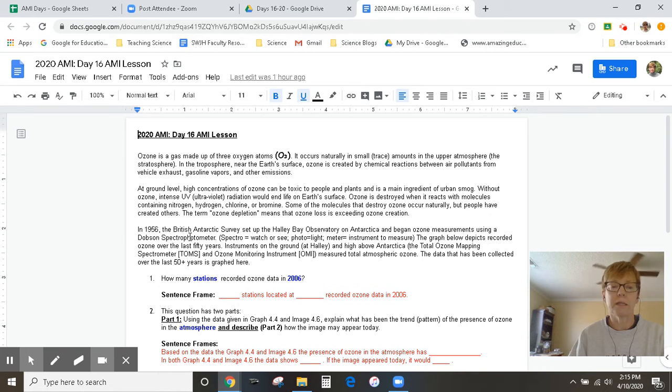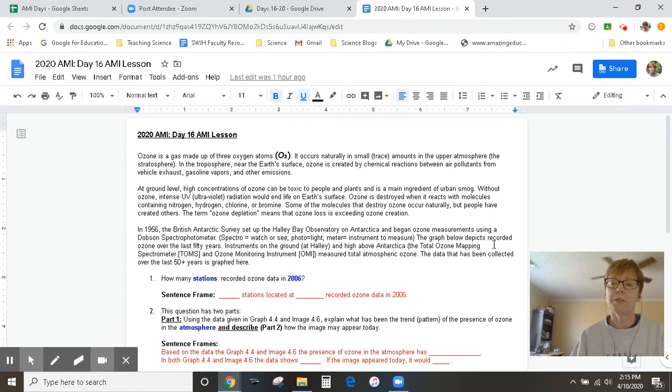In 1956, the British Antarctic Survey set up the Haley Bay Observatory on Antarctica and began ozone measurements using a Dobson spectrophotometer. And then I took the pieces and parts of that word and broke it down, because remember, that's what we've talked about doing. If you see a massively huge word, break it down into pieces and parts and see if you can figure out what it means. So spectro means to watch or to see. When you see photo, that means light. And meter in this case means it's an instrument that's used to measure.